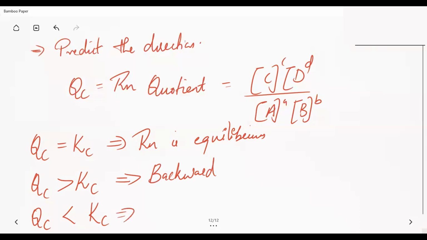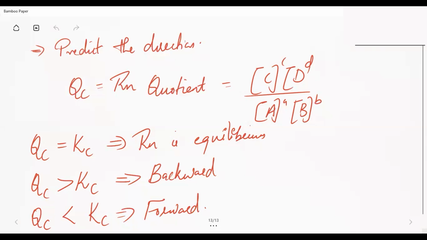So here, if Qc is less, that is just opposite. This is forward reaction taking place. That is, products are more formed. Okay, in the direction of product. That is the only thing you have to study here. Okay, yes, hope you are getting it, right?